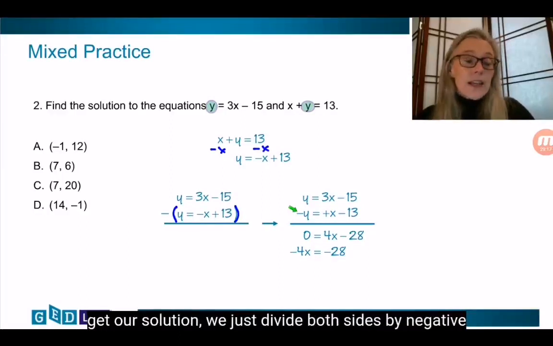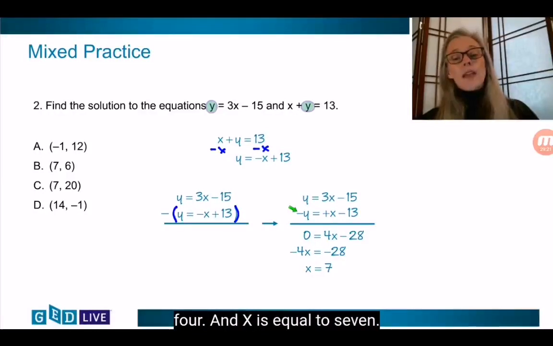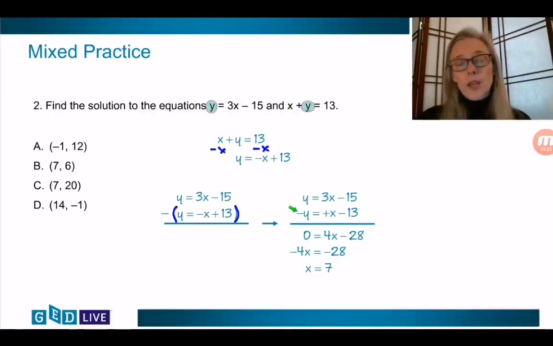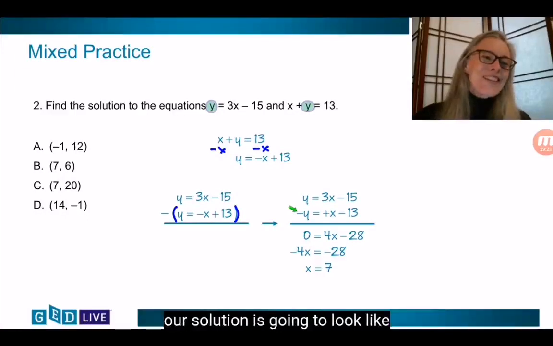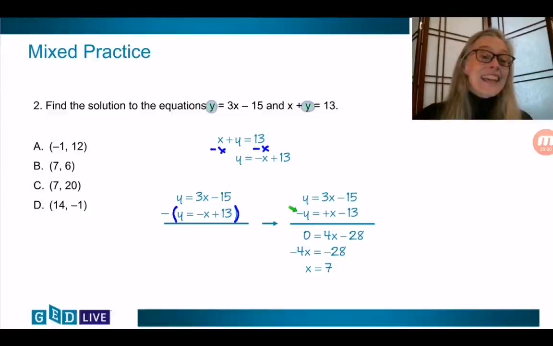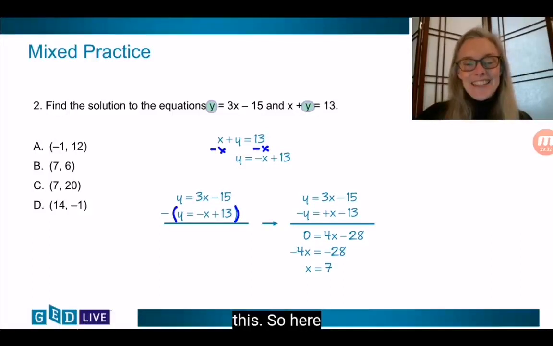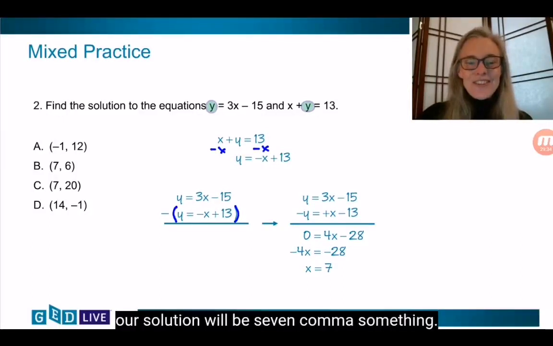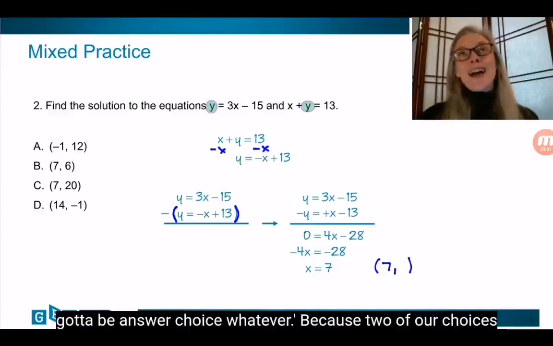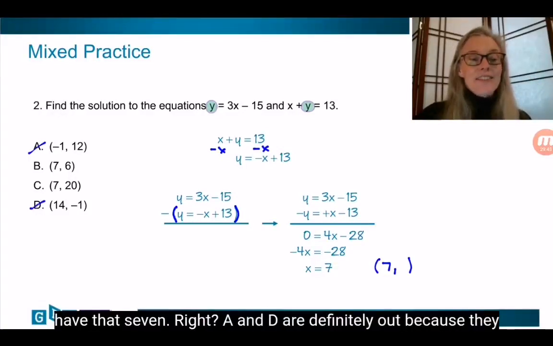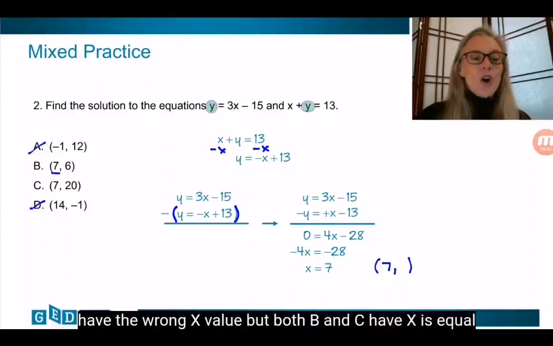And now to finally get our solution, we just divide both sides by negative 4, and x is equal to 7. So x is equal to 7 here, so we know that our solution is going to look like this. Right, so here our solution will be 7 comma something. And here we don't have the luxury of just saying, oh, well, it's got to be answer choice, whatever, because 2 of our choices have that 7, right? A and D are definitely out because they have the wrong x value.